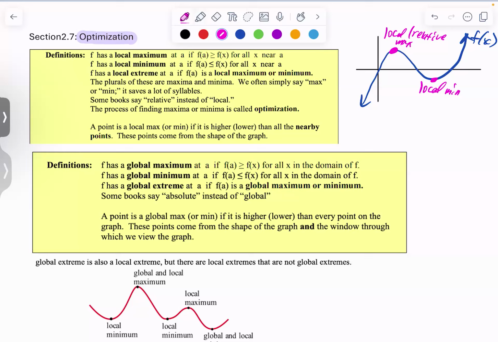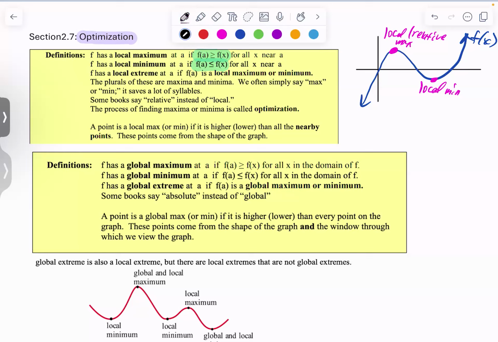So let's get to some definitions. I don't want to spend a lot of time with it. But a local maximum means that all the y values at that specific x value are bigger than all the other ones. And the opposite, a local minimum, means that all the y values are the smallest. I mean, they're the lowest on the graph.